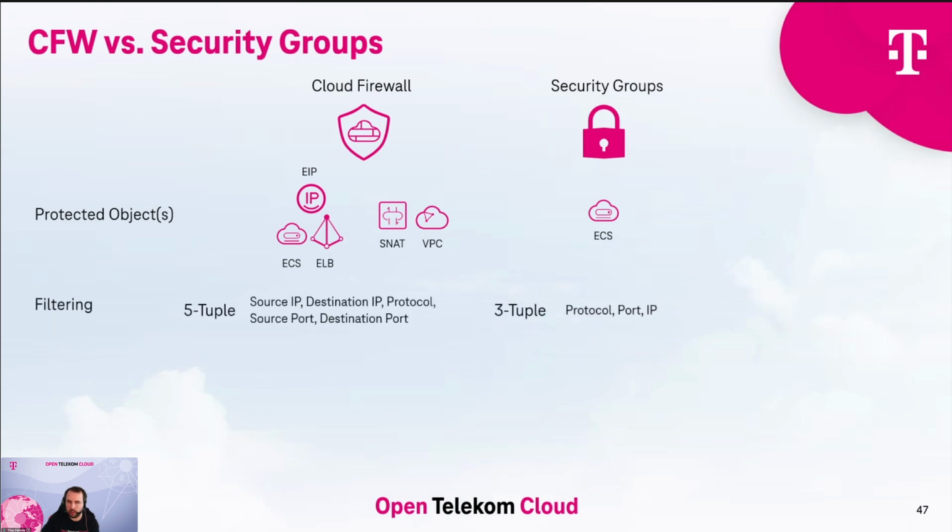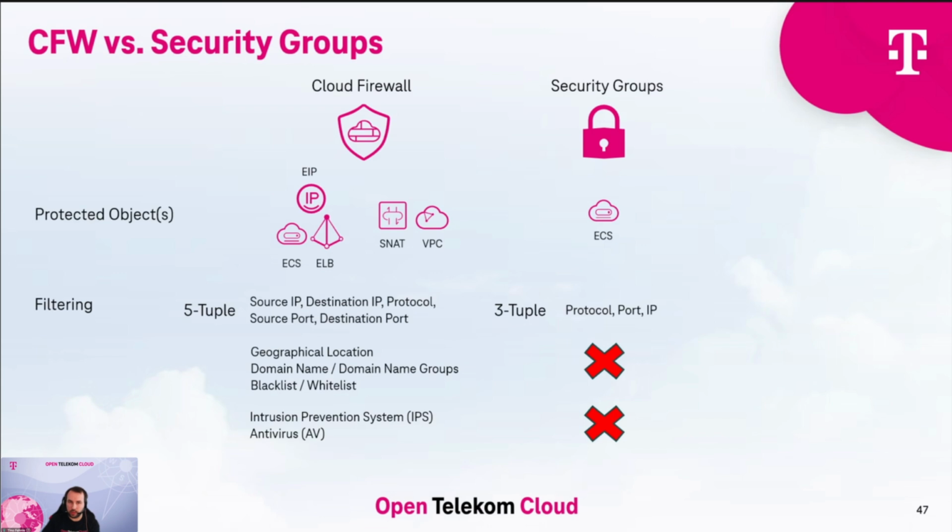Next thing is filtering. Cloud Firewall has 5-tuple filtering. So you can specifically say from this IP and this port, with this protocol, to this IP and this port. For the security group, you can only specify protocol, port and IP. Next thing is filtering, for example, geographical locations, or a domain name, like we saw Microsoft.com or YouTube.com, or you have a blacklist of any nasty IPs, for example. This feature is also not available for security groups. And lastly, but also very, very important, most importantly, intrusion prevention and antivirus protection is not included in security groups. They cannot identify any attack.